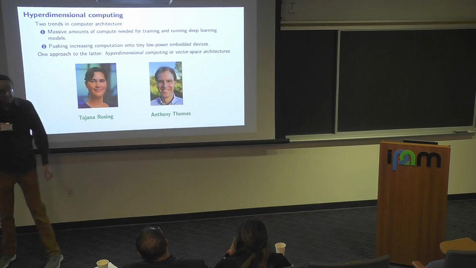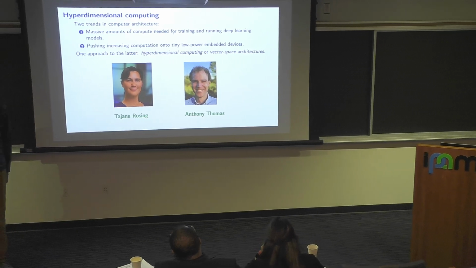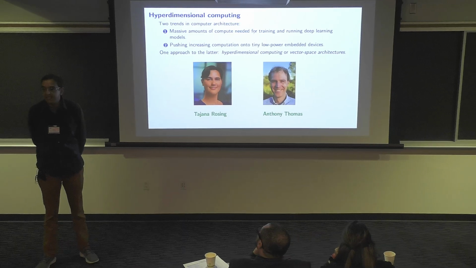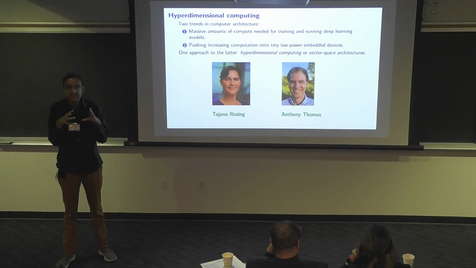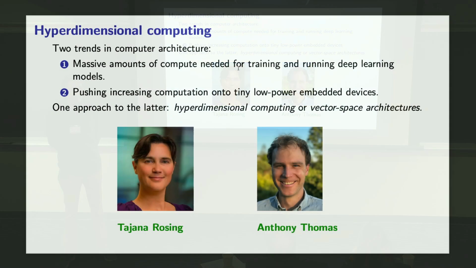So the way this started up is that these two people called me up from out of the blue. Tajana Rosing is a professor at UCSD who builds these embedded devices. And Anthony Thomas was a graduate student who ended up being co-advised by us. They said that we're building these embedded devices, and they're full of random projections. So can you help us analyze them? I was very intrigued, not knowing anything about architecture. So I found out a little bit about hyperdimensional computing, and we started working on this, in terms of mathematical analysis of these kinds of systems.